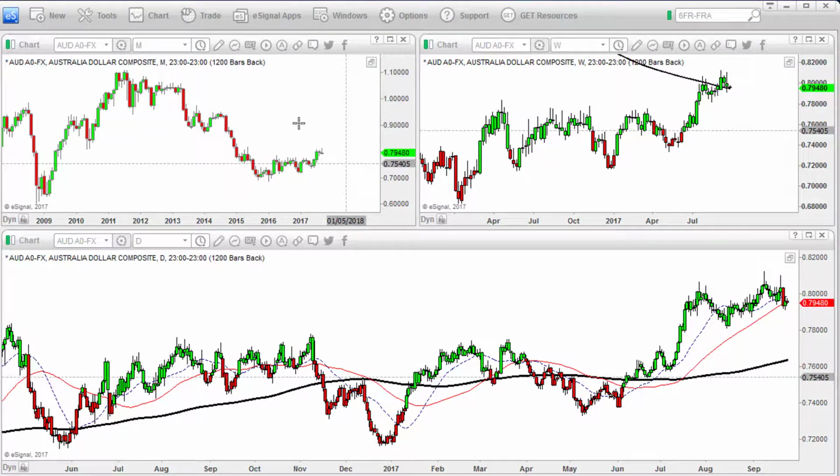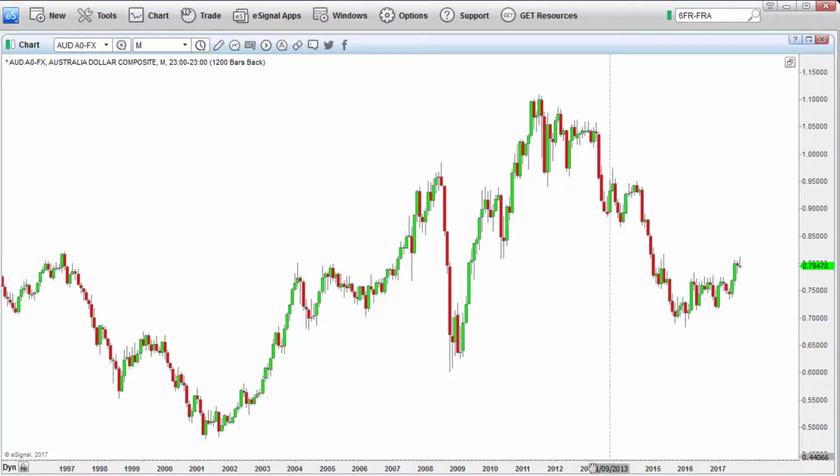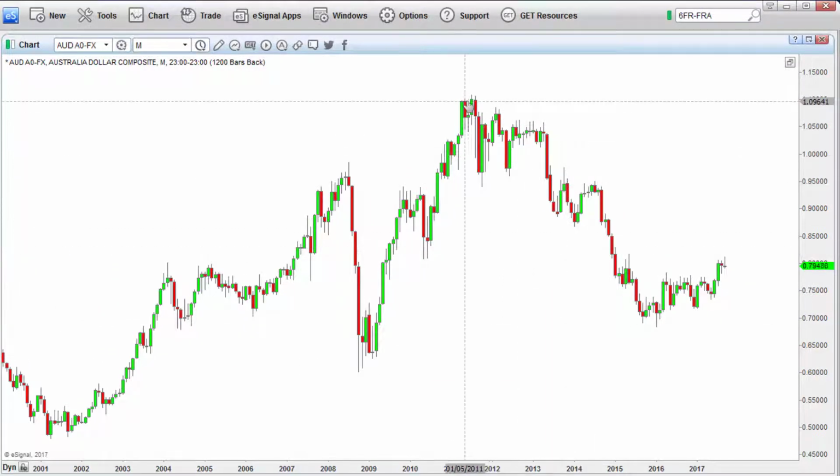So the first one we're going to look at is the Australian dollar US dollar. Now if we look at the monthly chart, we can see that since 2011 price has been in a downtrend, and we know this because we saw lower lows and also lower highs, so that's indicating that we are in a downtrend. If we want a continuation of this downtrend, we want to see this low support area being broken, so we want price to come below here to confirm that the downtrend is still intact.